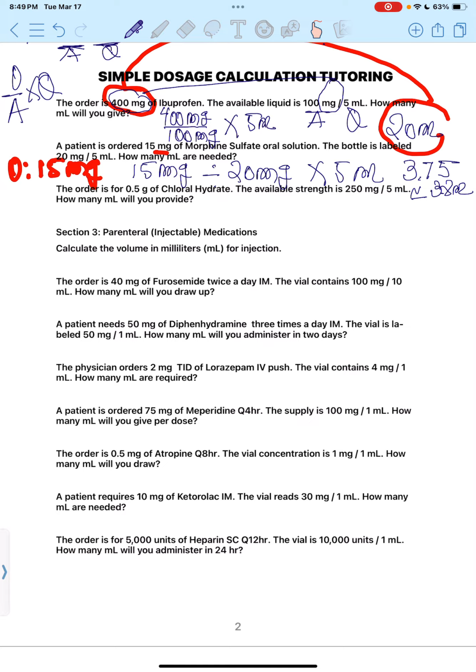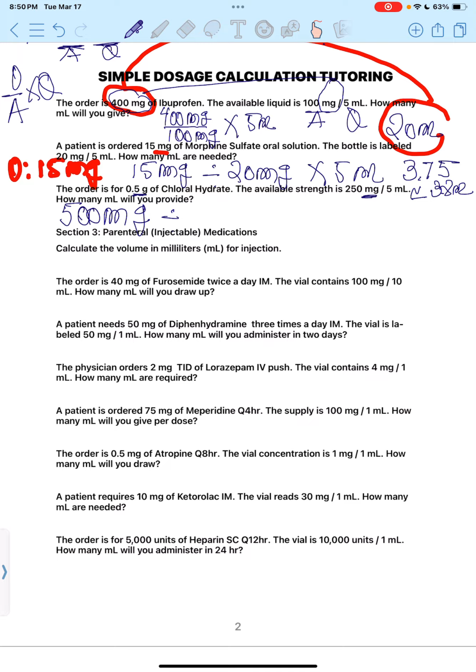So look at here. You see the problem. The doctor prescribed 0.5 gram. But look at over there. You got milligram. So gram and milligram do not match. So you have to convert either gram to milligram or convert milligram to gram. Because I love to multiply, I'm going to convert 0.5 gram to milligram. It will become 500 milligram. You got it? So 500 milligram, that is your order right there.